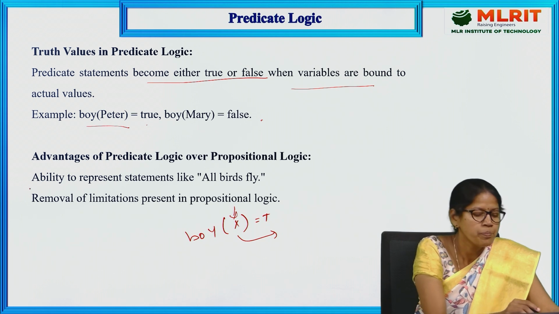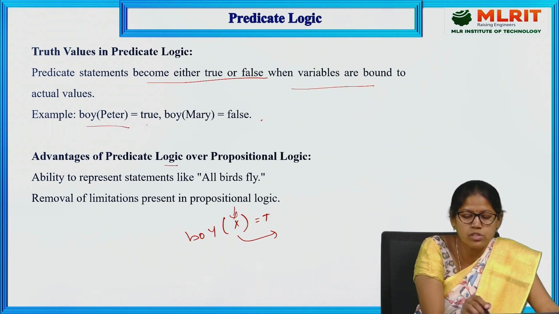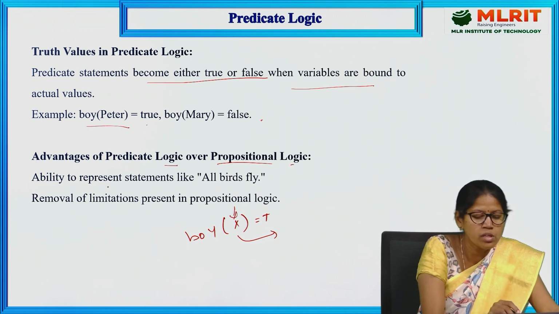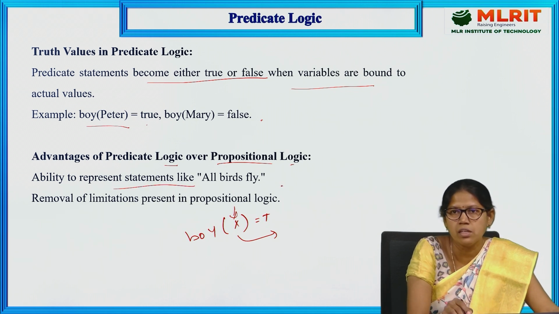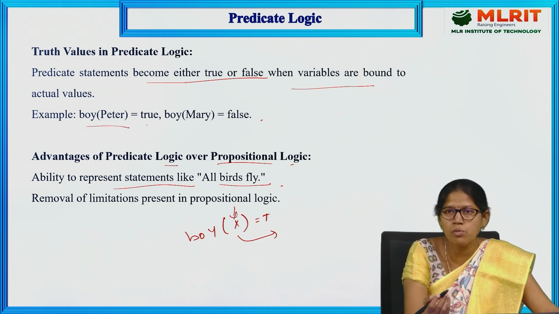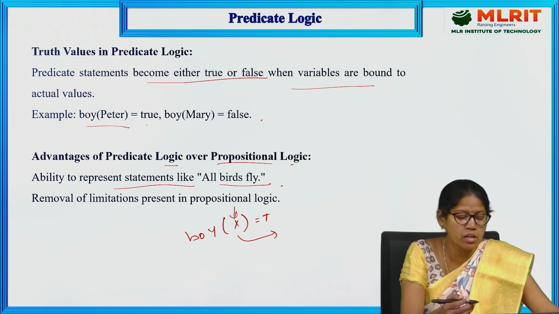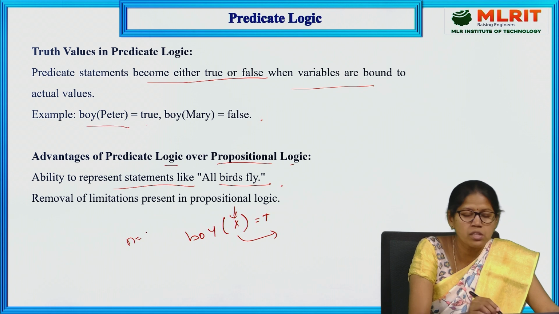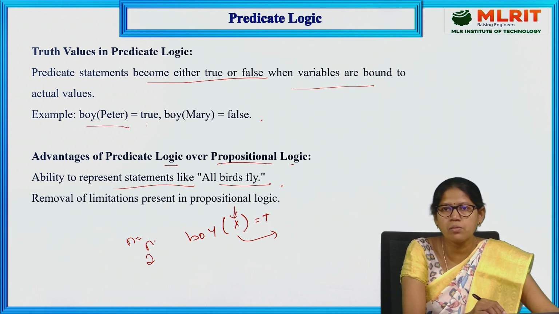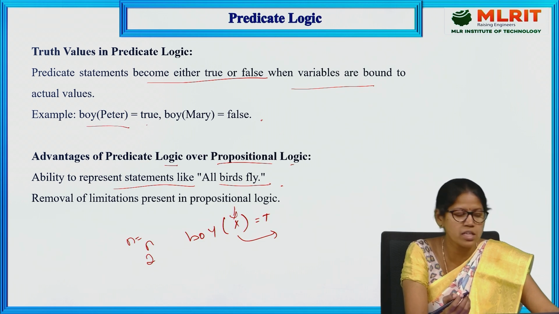What are the advantages of predicate logic over propositional logic? We have already discussed the limitations. First, representing statements like all birds fly: we can't represent this statement in propositional logic. Second, removal of limitations: to represent individuals, there are no such symbols in propositional logic. And one more: if n atoms are there in the expression, you are supposed to compute 2 to the power of n interpretations, and only then can you find out whether the expression is valid, satisfiable or unsatisfiable.